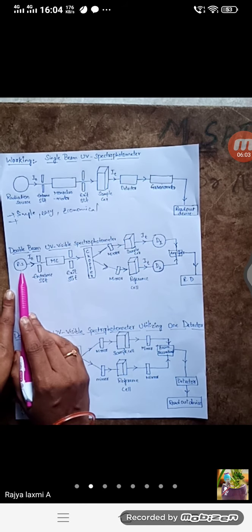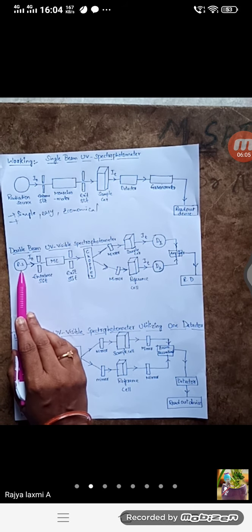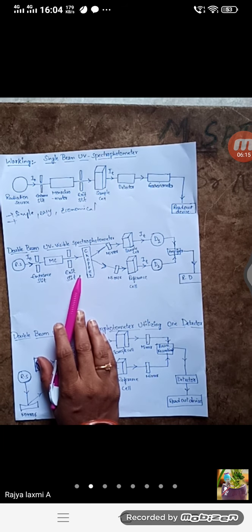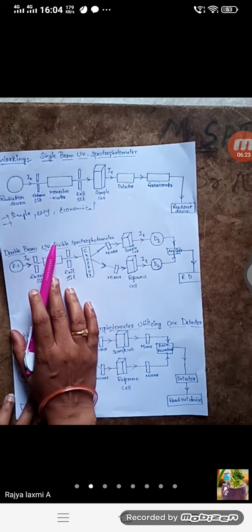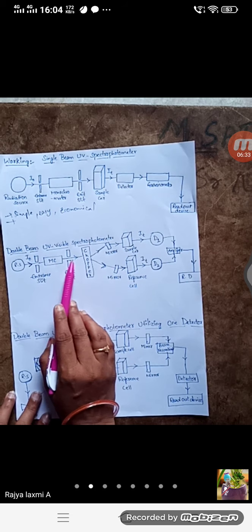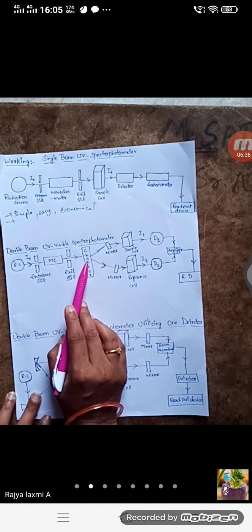Up to here, see, the radiation source is there as usual. Here it is the same, but the chopper is placed here, whereas there no chopper is placed. In a double beam spectrophotometer, radiation from the radiation source passes through the entrance slit into the monochromator. Same here also, the incident light passes through the monochromator. Again it passes through the exit slit and goes to the chopper.